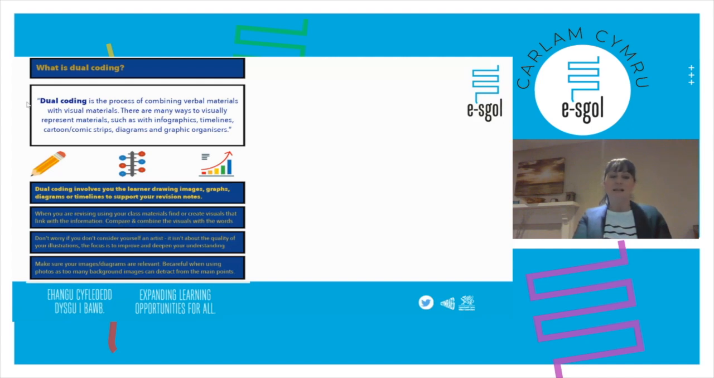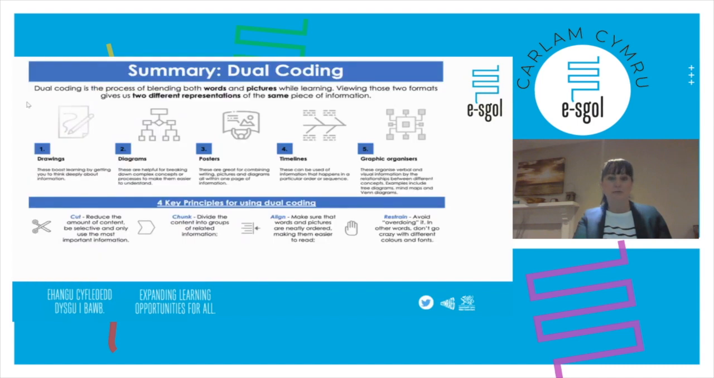Now, when you're revising using class materials, try and think of ways that you can visualize the information, okay? And don't worry if you think to yourself, I'm not an artist, because it's not about the quality of your illustrations. At the end of the day, these are for you and they're for your personal revision. So if there's a particular design or a particular diagram that you can learn from, then it's worth doing it to add into your revision. So make sure what you are drawing or any diagrams you're making are relevant. Be careful if you're using photographs because too many images and things can detract from the main points, but it's a really good way of backing up information or describing things.